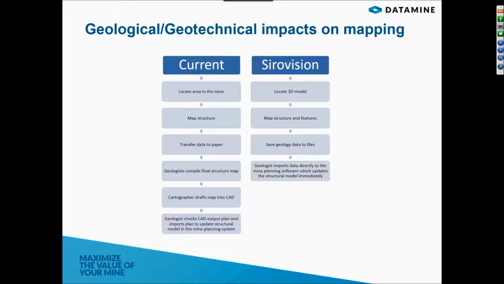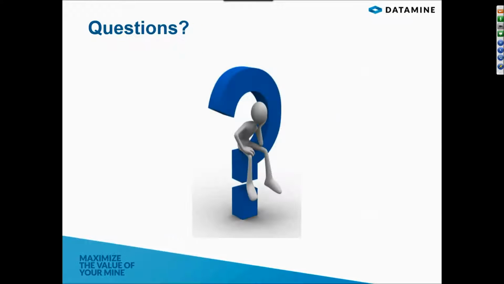Now, how does it affect our impact on mapping? Well, normally what we have to do is we have to go to the mine, map the structure, transfer the data to paper, we compile the final structure map, we then draft it in another software, and then we have to import it into our modeling software, for example. With Sirovision, we just go there, we grab the model, we take our pictures, we come to surface, we create the 3D image, we map them right on there, and then they're ready to go.